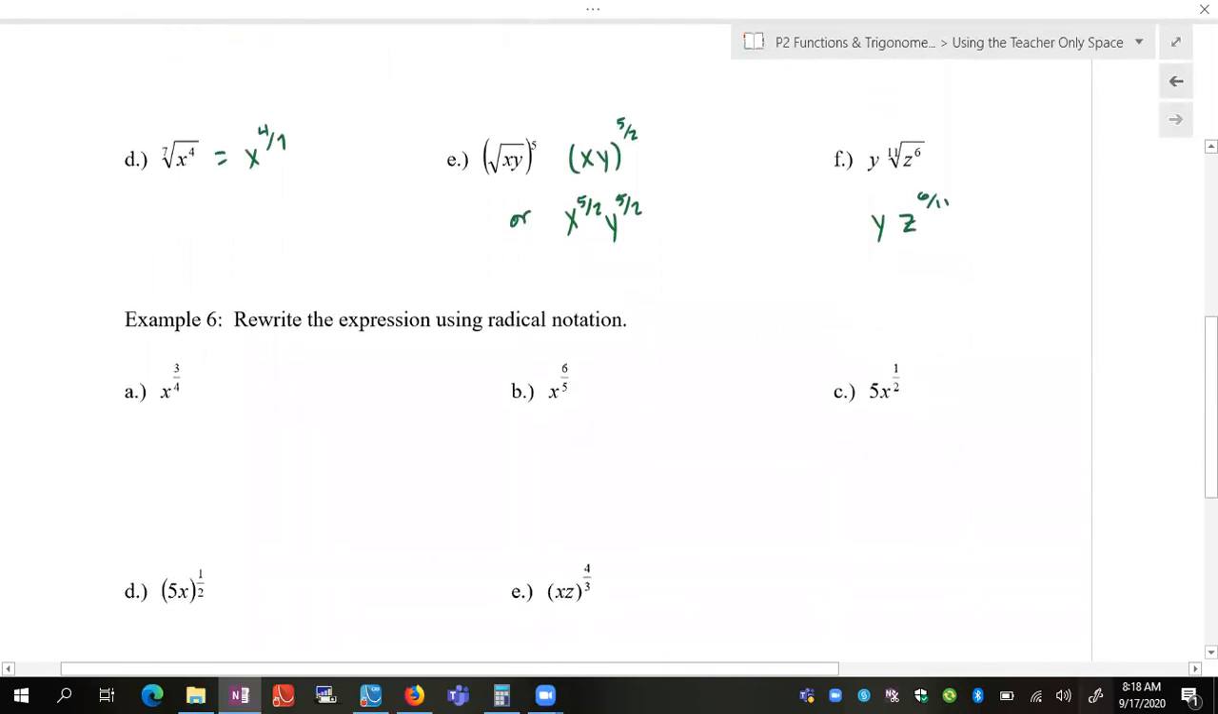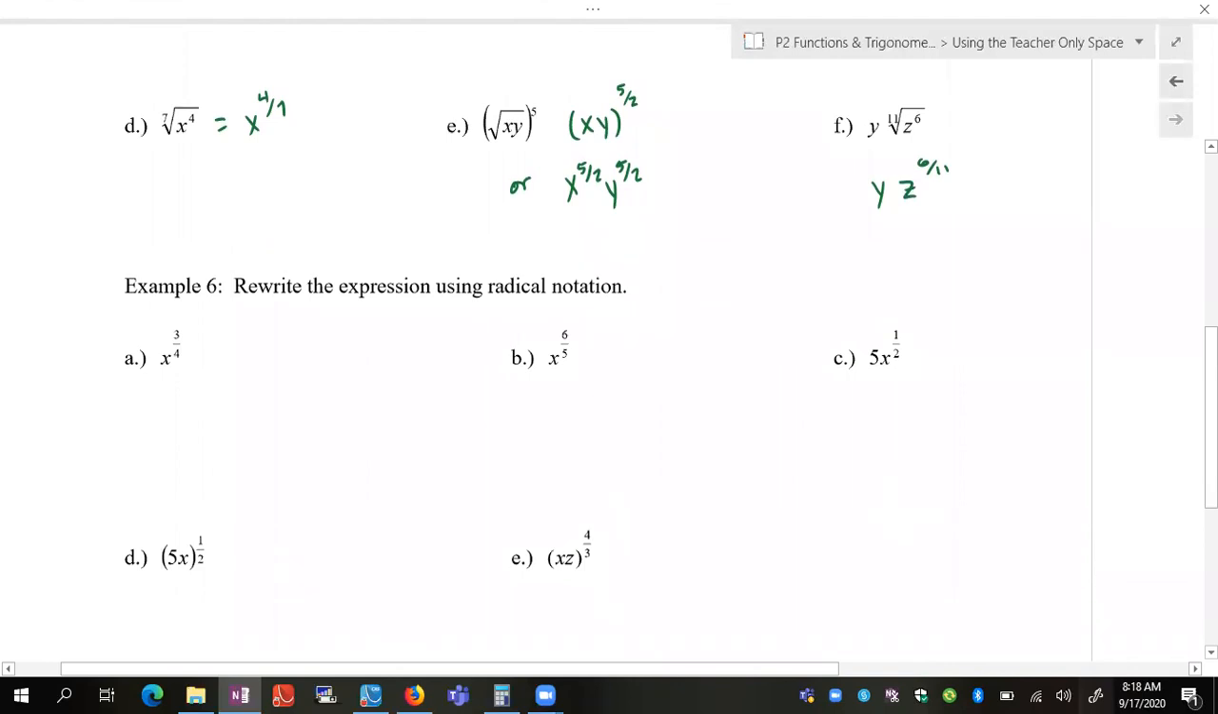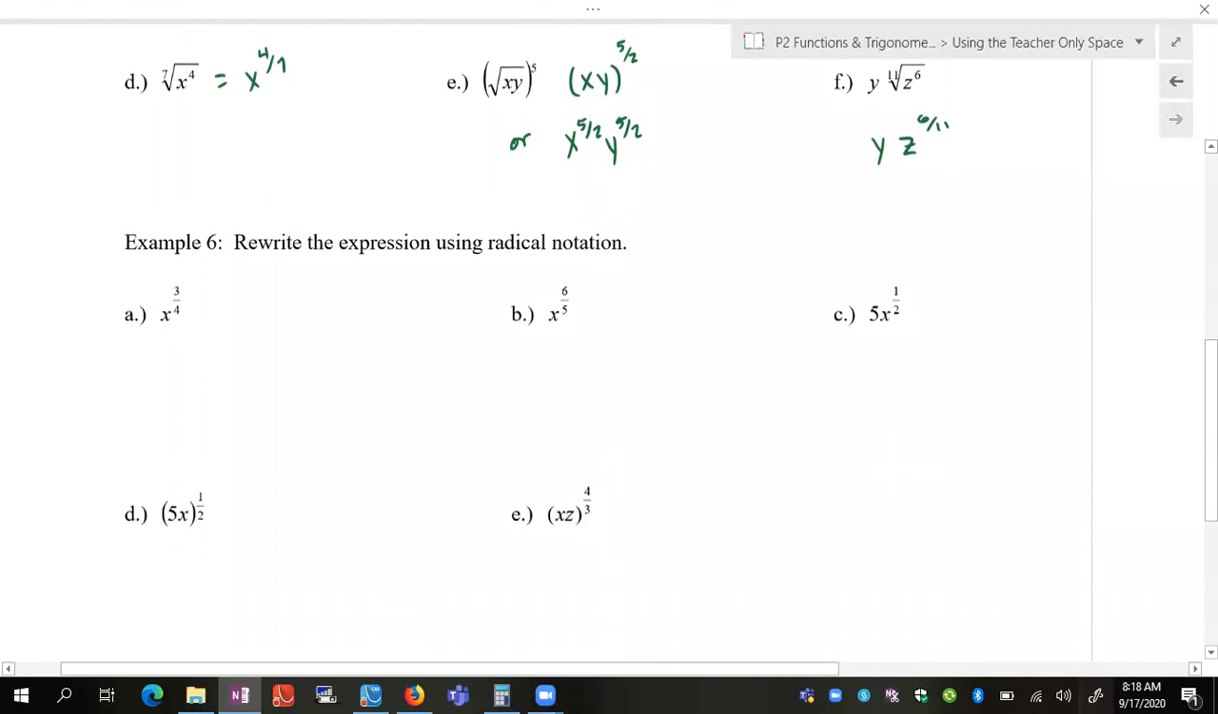So for example 6, now we're going to go the opposite direction. I'll do the first 3 and then let you guys try the next 2. So example A, we have x to the 3/4. So it's the 4th root of x cubed, or I could write it as the 4th root of x and then the cubed on the outside like that. So I guess the parentheses weren't necessary in this first top example. B, 5th root of x to the 6th.